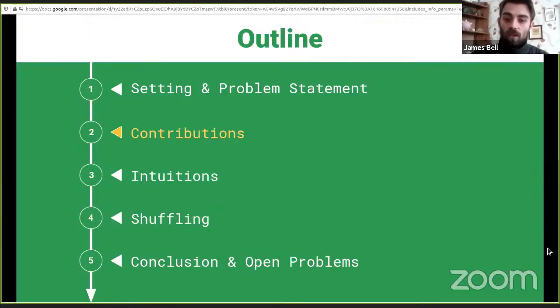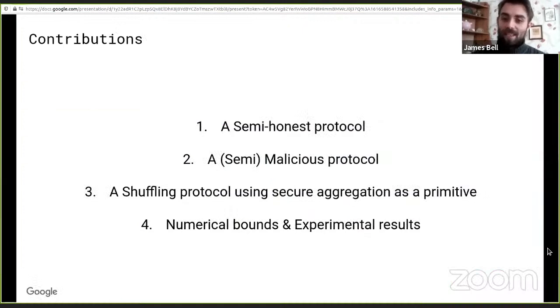So what are our contributions? Well, we have a semi-honest protocol and a semi-malicious protocol. That is a protocol in which we assume the server is semi-honest until it's distributed the public keys and is then malicious. We also describe how to generate a shuffling protocol from secure aggregation. And we provide numerical bounds and experimental results assessing these things. I won't be presenting many of the numerical bounds today, but they're in the paper.